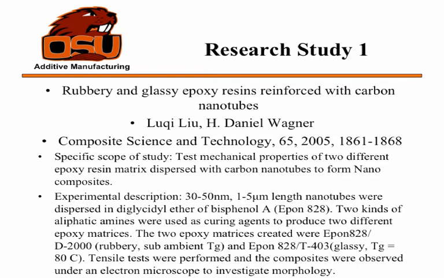The difference between the two, which makes it rubbery or glassy, is the glass transition temperature. One is subambient, at room temperature, while the other goes to closer to 80 degrees centigrade. The 80 degrees centigrade gives you a glassy epoxy, while the other one gives you a rubbery one.